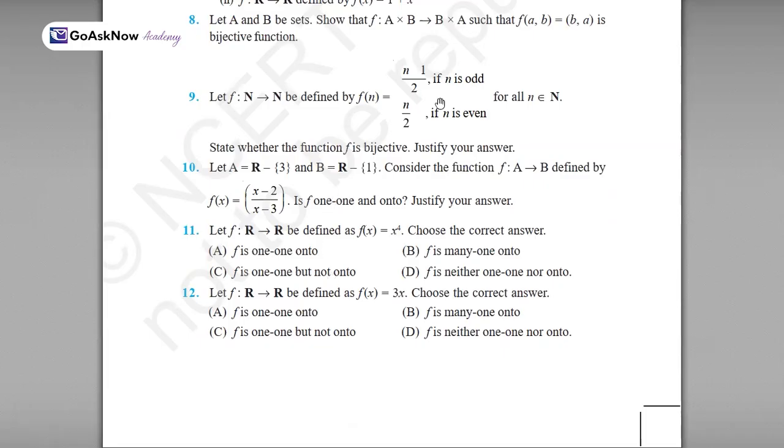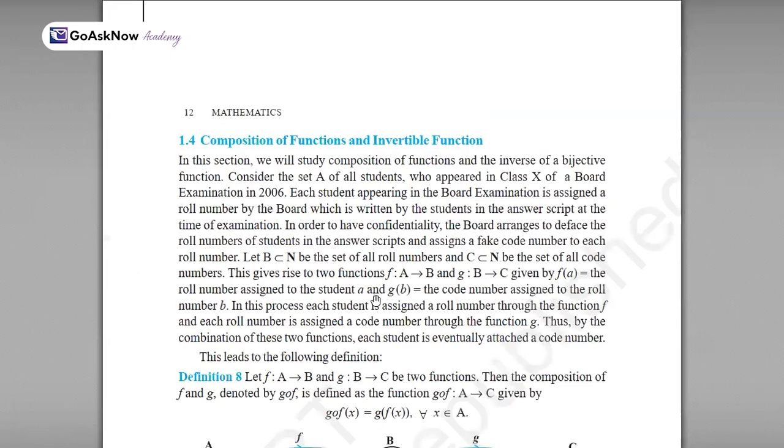Okay. Let's move further and see what the next topic in your syllabus is. The next topic is composition of functions and invertible functions. I will tell you what a composite function is, what composition of functions is, and also what an invertible function is.